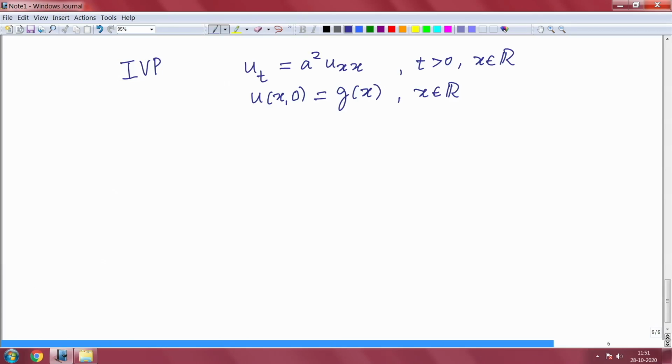So our arguments are not very rigorous to begin with, but once we come to the formula, we will concentrate on that formula and analyze that further. Okay, so we begin with a solution in the variable separable form.